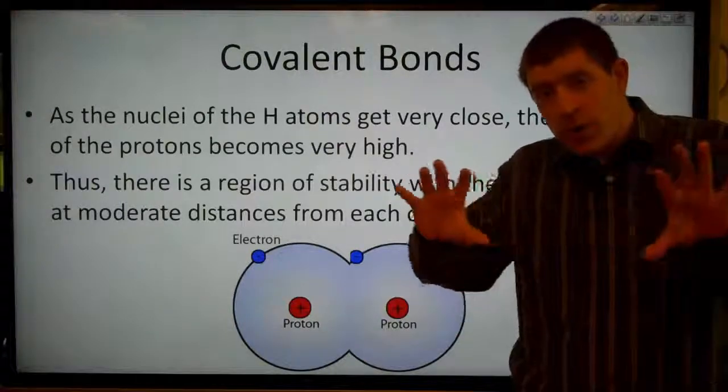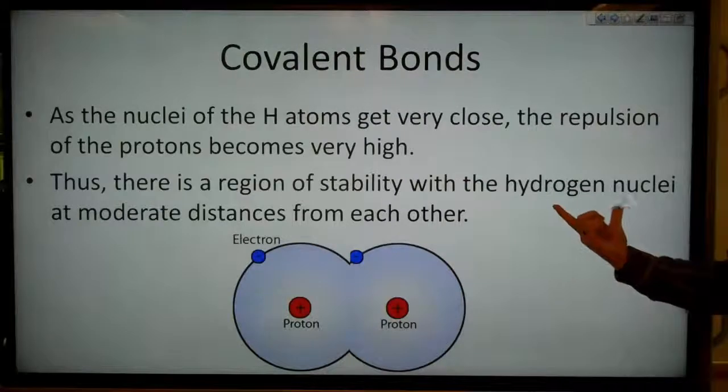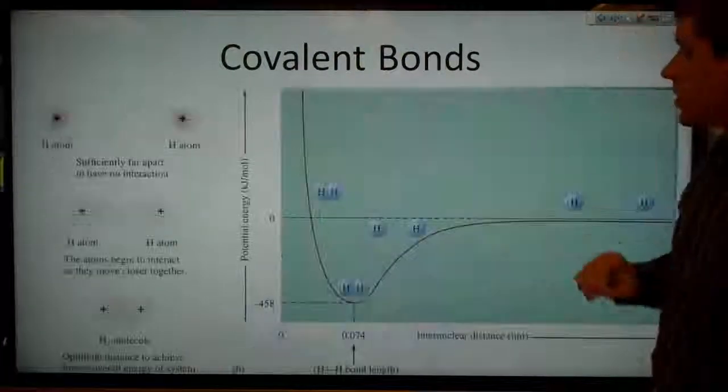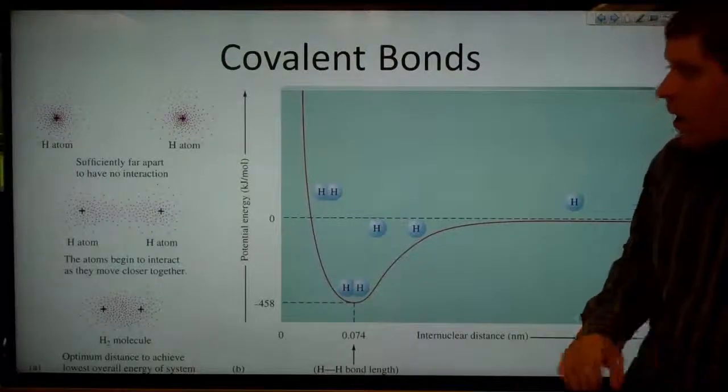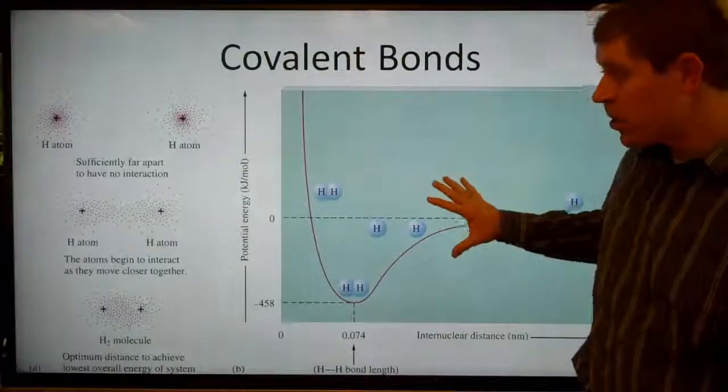And so there's sort of a sweet spot in between. And so there's this region of stability where the hydrogen nuclei are sort of a moderate distance from each other. So not too close, not too far apart. And so we can see that sort of pictorially here and graphically over here.